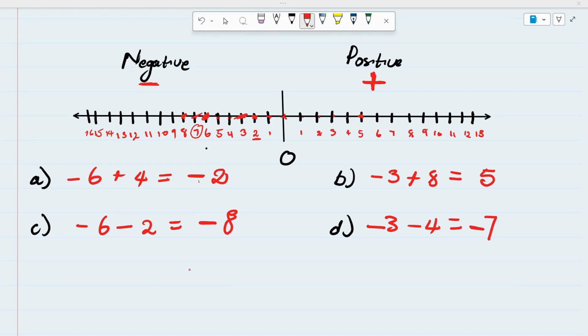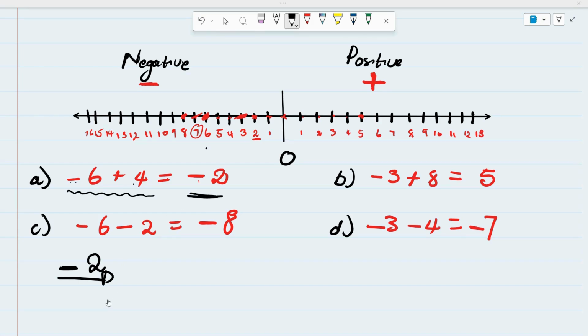One way to master this quickly is that if the signs are different, keep the sign of the bigger number and subtract the small number from the bigger number. Let's take A for example. The signs are different, so I'll take the sign of the bigger number, which is negative. Then I'll subtract the small number from the bigger number, meaning it's 6 minus 4. Then I'll get a 2. Then this is my answer, which is exactly the same as this one.